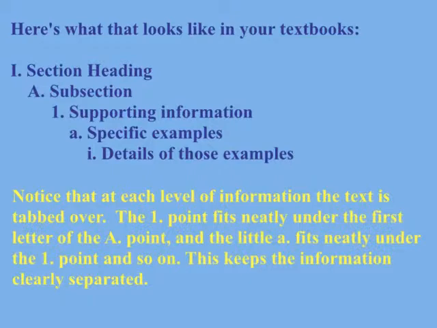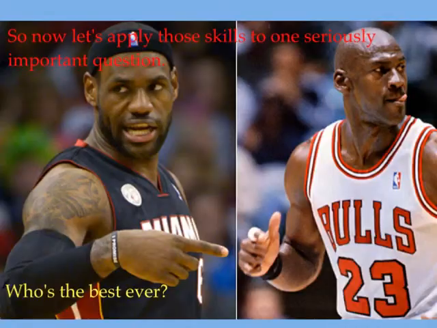What I want you to notice, though, is that at each level of information, the text is tabbed over. The 1 point fits neatly under the first letter of the A point, and the little a fits neatly under the 1 point, and so on. This keeps the information clearly separated. So let's apply those skills to one seriously important question.